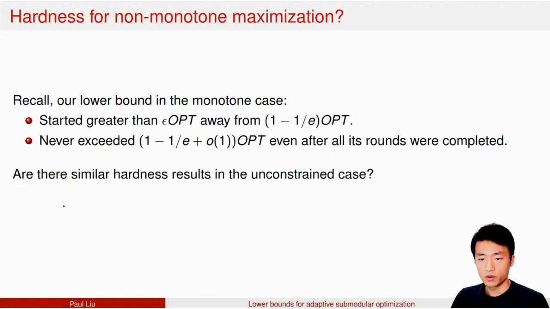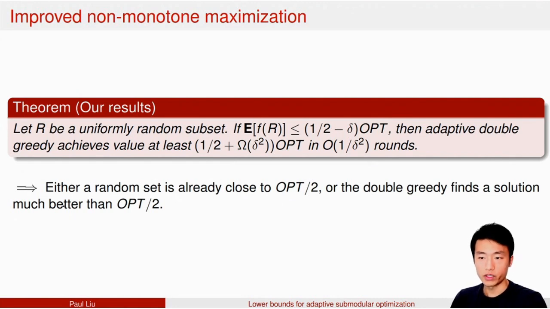And one might ask if there are similar hardness results in the unconstrained case, where you start sort of far away from 1/2 and then can't get beyond 1/2. And surprisingly, the answer is no. So we show that the performance of the double greedy algorithm is actually dependent on how far you are away from 1/2 in the first place. In fact, the performance is dependent on how far a uniformly random subset is from half the optimal solution.